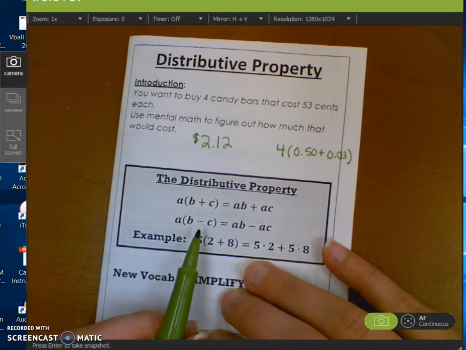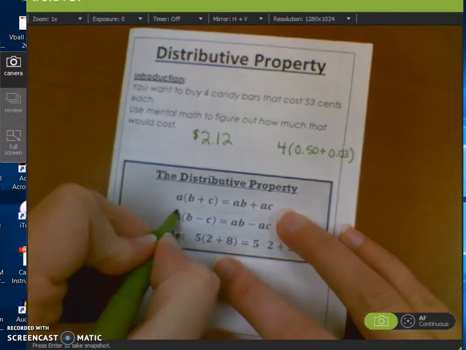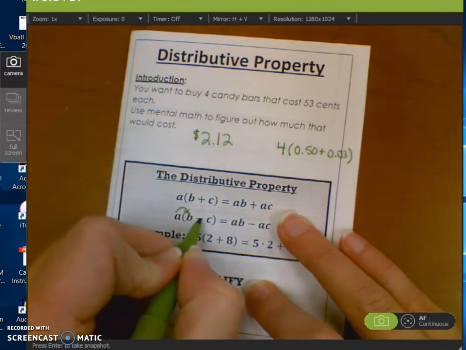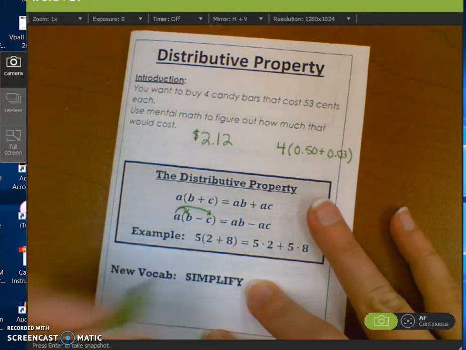The same thing goes with subtraction here. If we got B minus C, then we know that A times B gives me AB, and then I bring my negative over, or my subtraction sign, and A times C is AC.